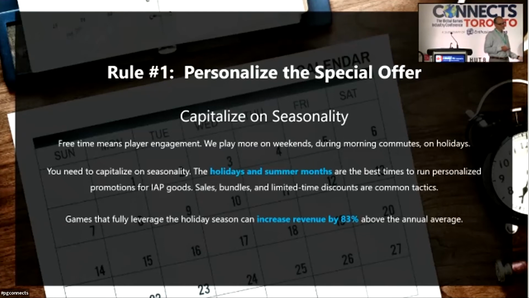But seasonality also translates to time of year. So think about the holidays or the summer months, right? Those are times when people have more time on their hands. Again, that translates to engagement. But also consider that just because you have more people coming into the game doesn't mean they're inherently buying. It's actually a little bit the opposite. They are probably less engaged with your game itself. So it takes something a little extra to encourage them to buy, and that's why you want to think hard about the special offer that you put in.